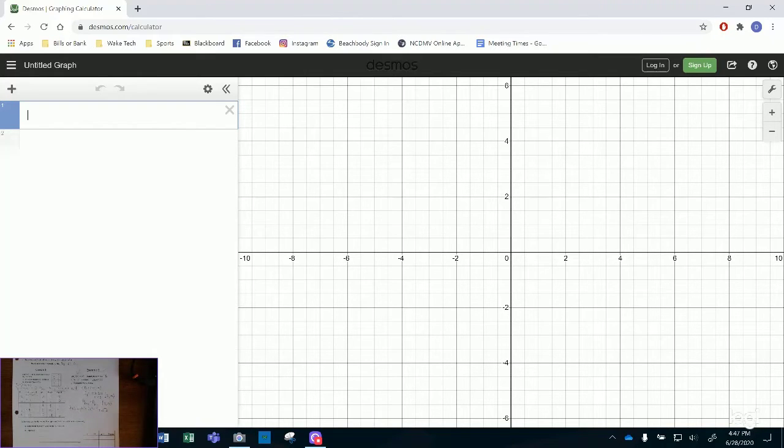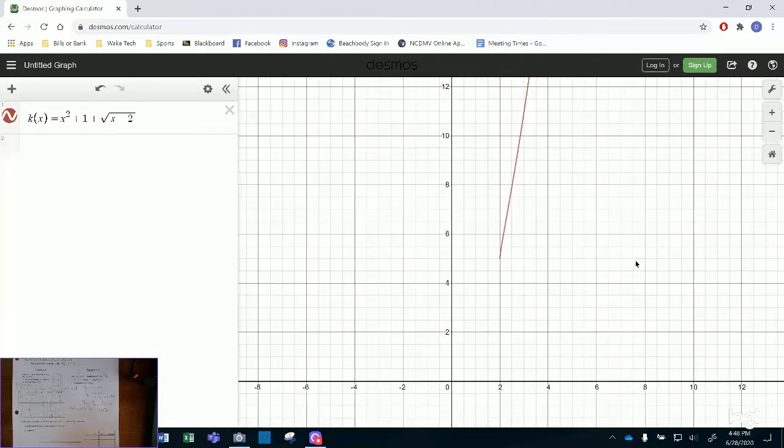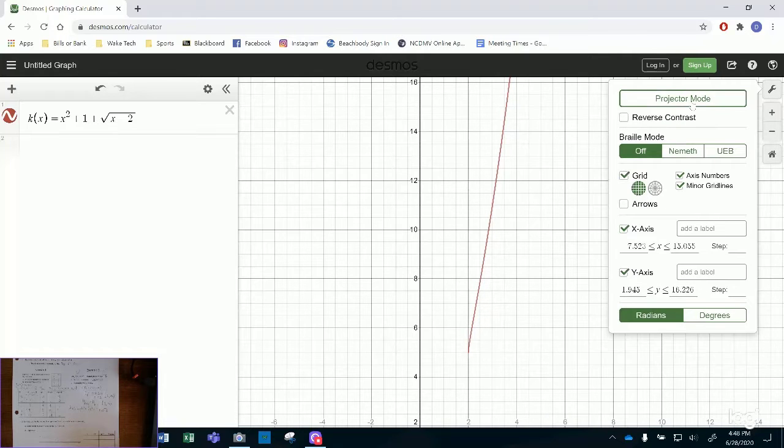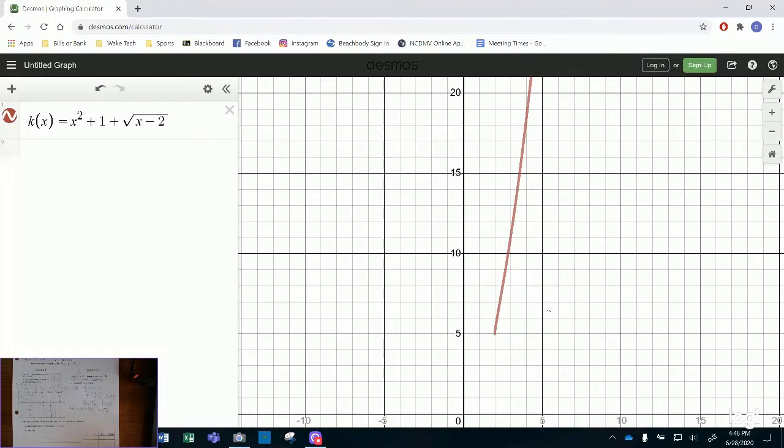So what I thought I'd do is graph this new function. I'll call it, I don't know, k of x. And it is x squared plus 1, and that looks like a parabola like we thought, plus the square root of x minus 2. And when you look at that, that's not something that I would have guessed it would look like. It gets a little harder to guess what these functions are going to look like, but this seems to have a curve here, and then it starts to look a little bit more curved up.